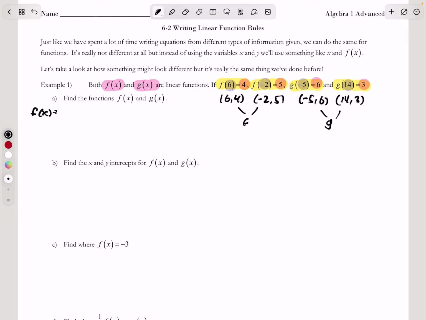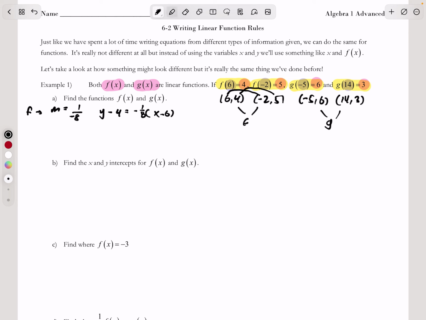I'm just going to write f. So for the function f, I can do point slope. I've got a slope of 5 minus 4 is 1, that's the difference in y. The difference in x, negative 2 minus 6, is negative 8. Don't I have point slope form here? I can use a point on f, which is 6, 4, and a slope of negative 1/8. So y minus 4 equals negative 1/8 times x minus 6.